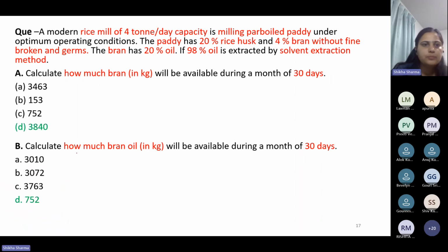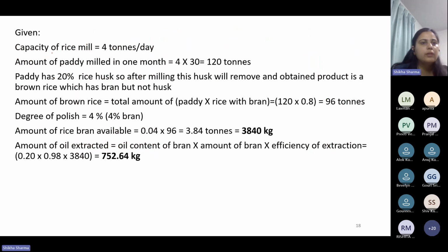So let's solve this question. We are given the capacity of the rice mill as 4 tons per day. So in 1 month it will be 4 into 30, so 120 tons per month is the capacity of the rice mill to process the paddy.